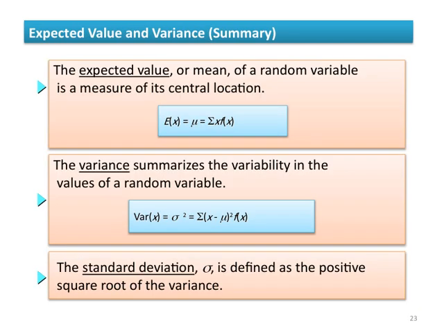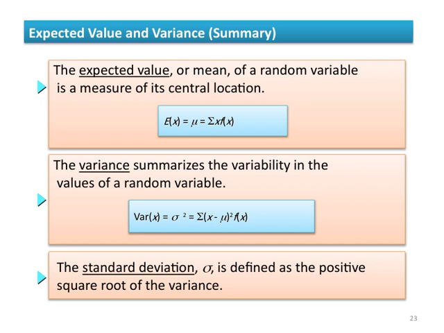Let's take a closer look at the expected value and variance, summarized here. The expected value, or mean, of a random variable is essentially a measure of its central location. It gives us an idea of where the center of the distribution lies. Think of it as the average outcome we would expect if we could repeat an experiment many times. On the other hand, the variance tells us how much the values of a random variable tend to vary or spread out around that mean.